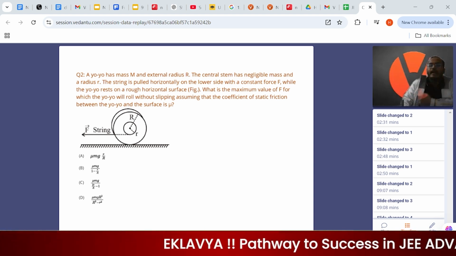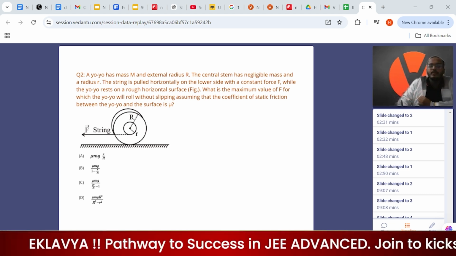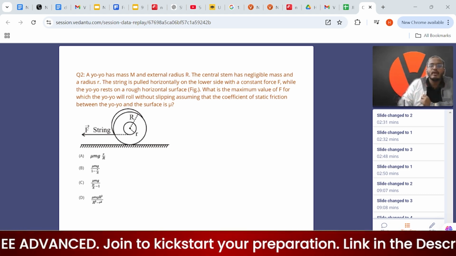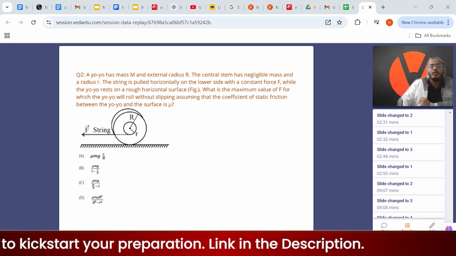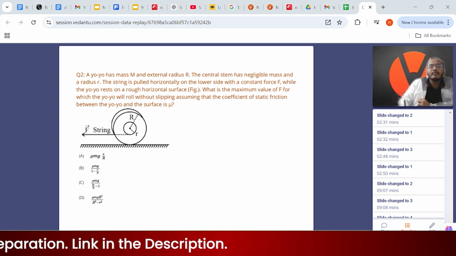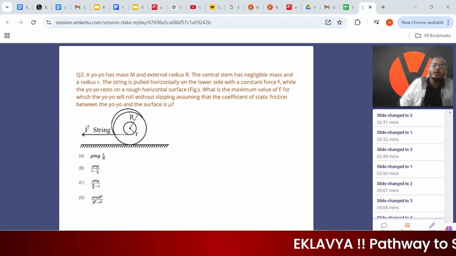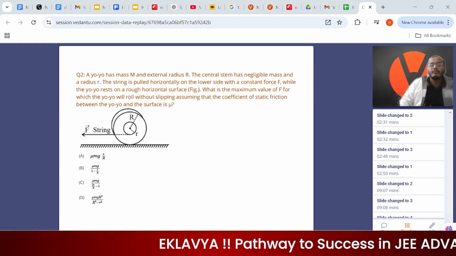Okay, and the coefficient of static friction between the yo-yo and the surface is mu. Now, it is saying without slipping. For without slipping, we all know the conditions, so we will apply that. But before that, let us make a little bit of a free body diagram.